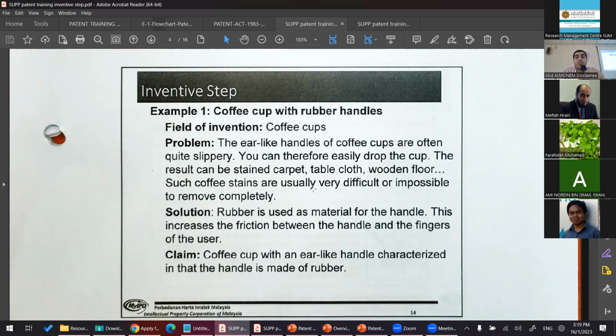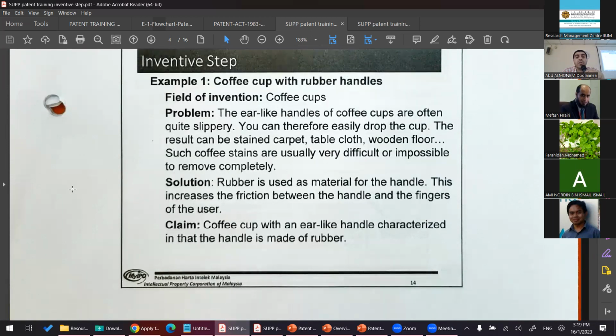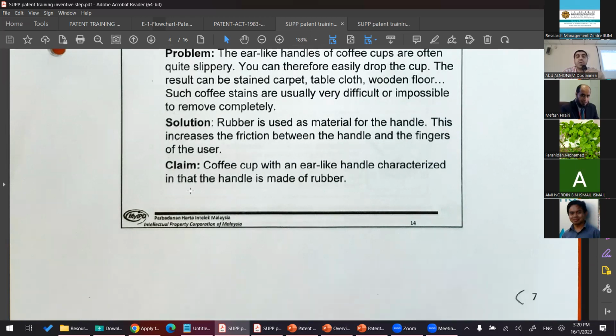Such coffee stains are usually very difficult or impossible to clean. The solution: rubber is used as material for the handle. This increases the friction between the handle and the fingers of the user. So this is actually the field of invention, the problem, the technical solution, and so on. But what we claim is actually the most important part. What we claim is what we protect. Only this: coffee cup with an air-like handle characterized in that the handle is made of rubber. Okay, this is the claim.